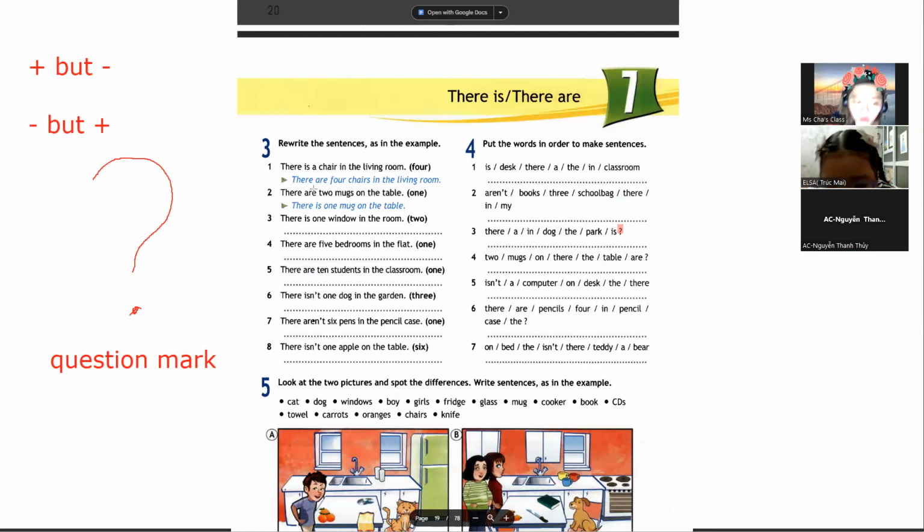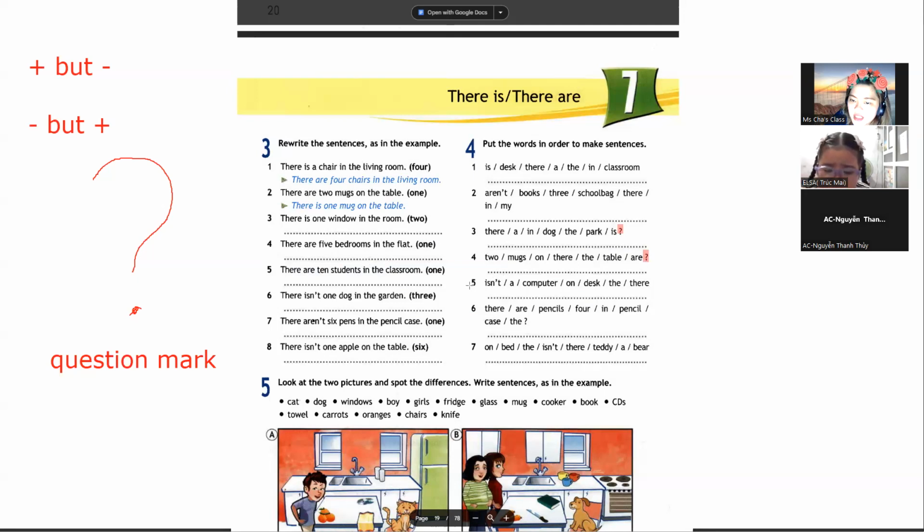A question, is there a dog in the park? All right, good. How about number 4? Another question form, interrogative form. Are there 2 mugs on the table? Good. How about in number 5?